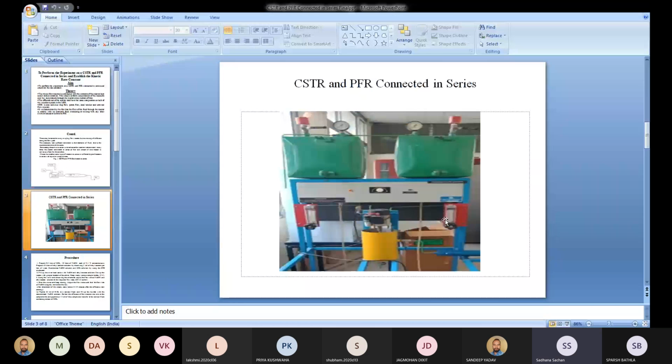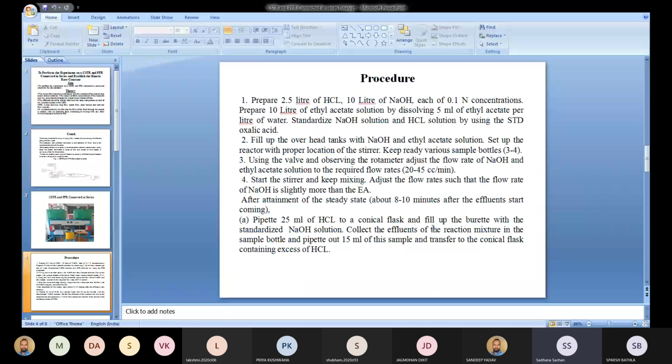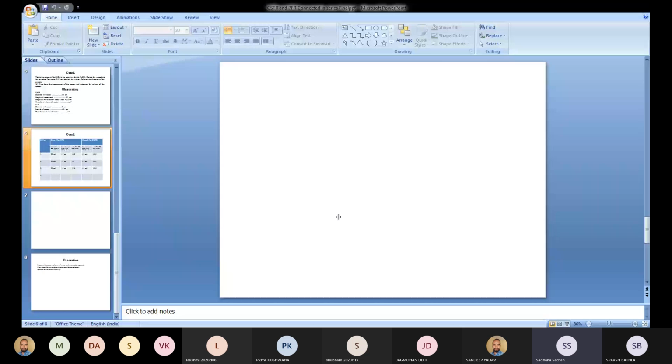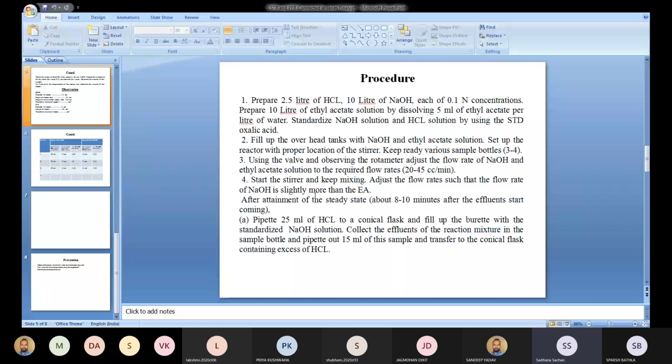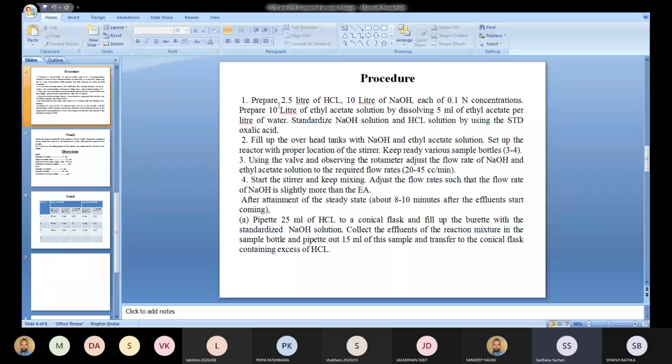So what solutions do we have to make here? In this experiment, we need HCl solution, and in the feed tank we take, suppose, 10 liters, because these are large tanks. We can take 10 liters or 8 liters; it is not fixed.